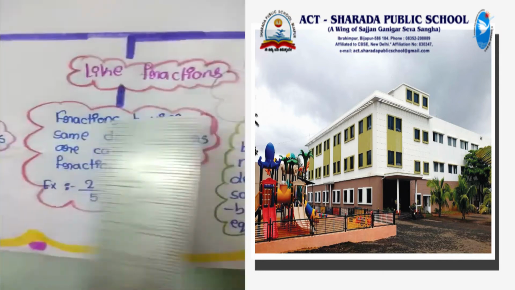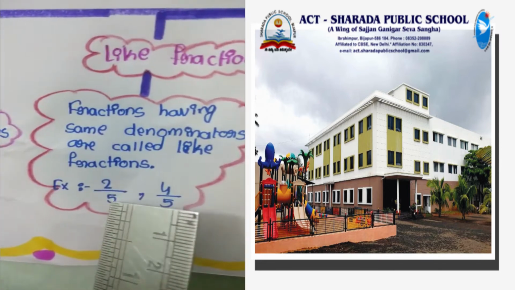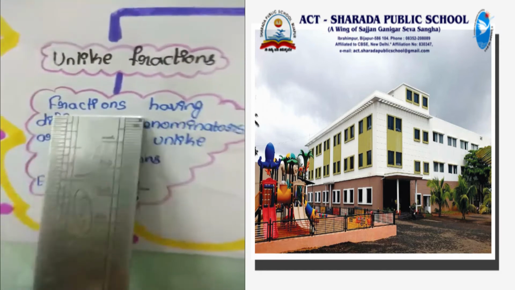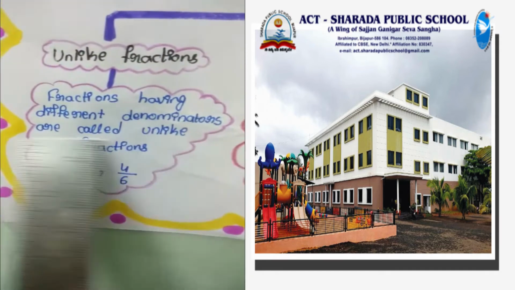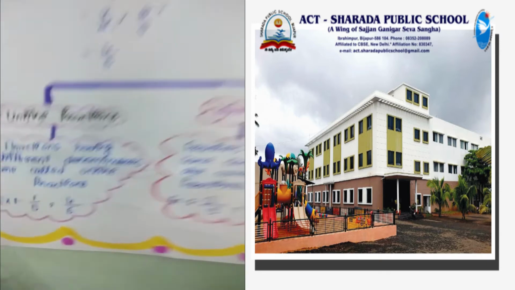Like fractions. Fractions having the same denominator are called like fractions. For example, 2 by 5 and 4 by 5. Unlike fractions. Fractions having different denominators are called unlike fractions. For example, 1 by 5 and 4 by 6.